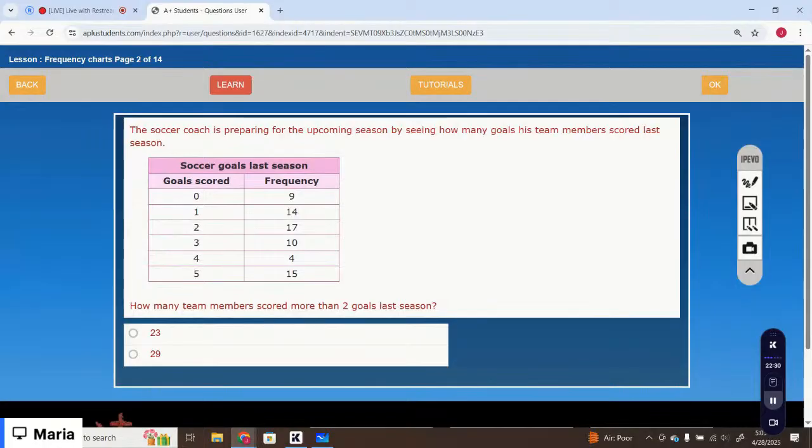The soccer coach is preparing for the upcoming season by seeing how many goals his team members scored last season. How many team members scored more than 2 goals last season? More than 2 means we need to add the frequency of 3, 4, and 5. So 10 and 15 is 25 and 4, 29. That is 29. Option number 2 is the correct option.